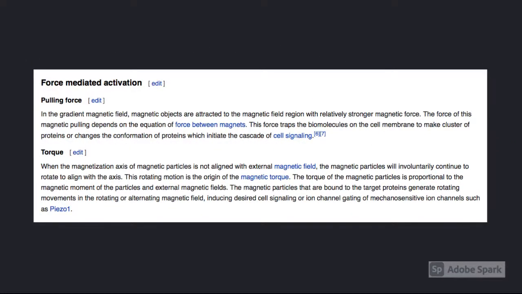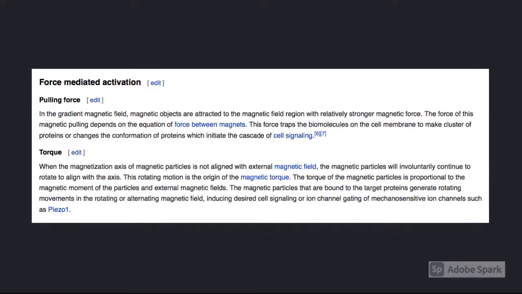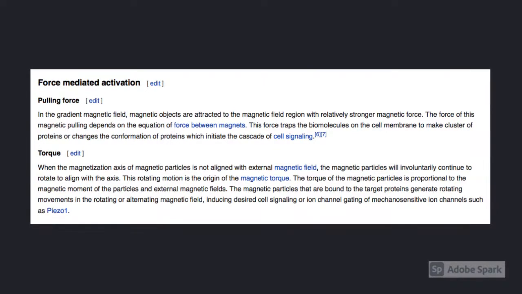Force-mediated activation, pulling force. In the gradient magnetic field, magnetic objects are attracted to the magnetic field region with relatively stronger magnetic force. The force of this magnetic pulling depends on the equation of force between magnets. This force traps the biomolecules on the cell membrane to make clusters of proteins or changes the conformation of proteins, which initiate the cascade of cell signaling.